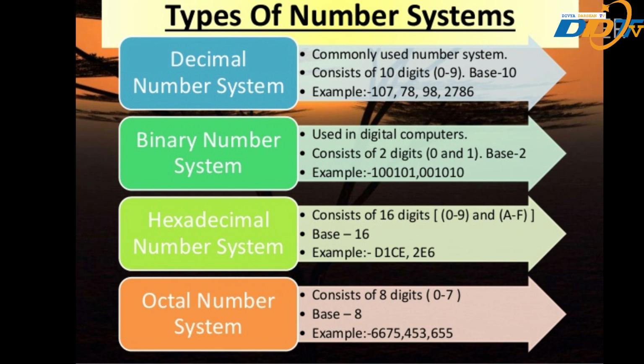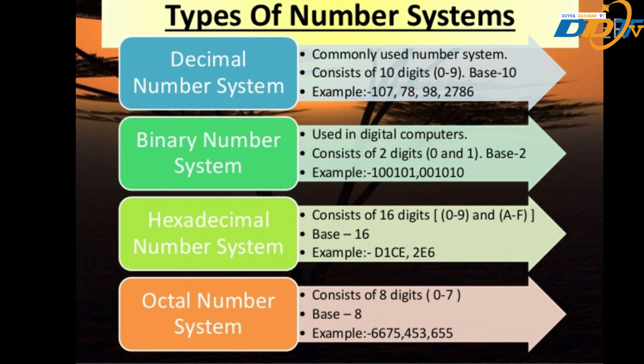Hexadecimal number system consists of 16 digits 0 to 9 and A to F. It has base 16. Examples of hexadecimal number system are D1, CE and 2E6. Octal number system consists of 8 digits 0 to 7. It has base 8. Examples of octal number system are 6675, 453 and 655.